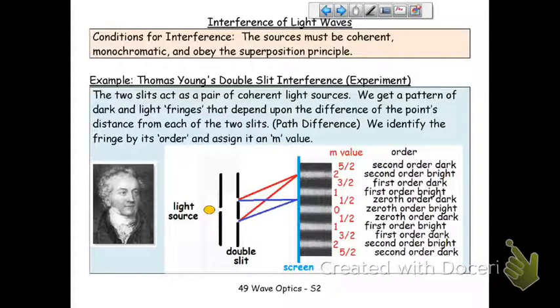There are also interference effects, where you get two sources of light interfering. We're going to start with interference effects, and then we're going to talk about diffraction effects. So what's going on here? First of all, what are the conditions for interference? The sources of light must be coherent. That means the crests and the troughs must be in sync with each other.